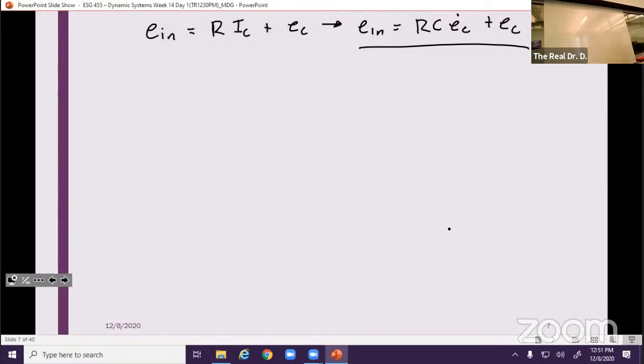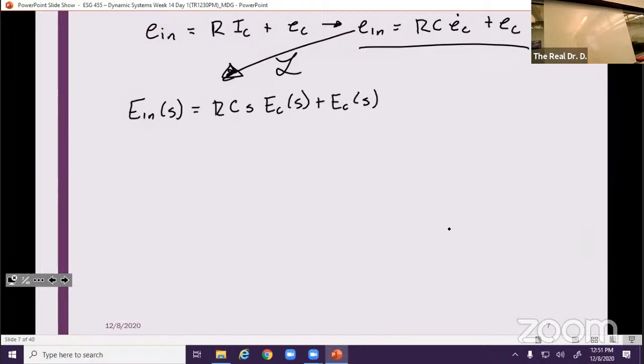So now what? Well, we need the transfer function, right? So I've got to take the Laplace transform with 0 initial conditions. This is going to be E in of S is equal to RC S EC of S plus EC of S, making it a transfer function, right? I have output divided by input. And we get that. Okay, so there's our transfer function. This is G of S.